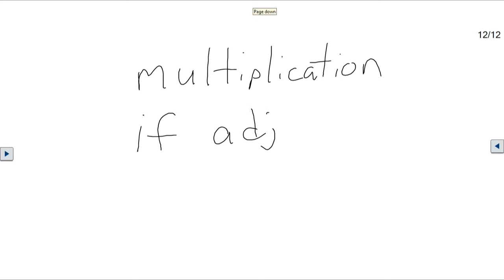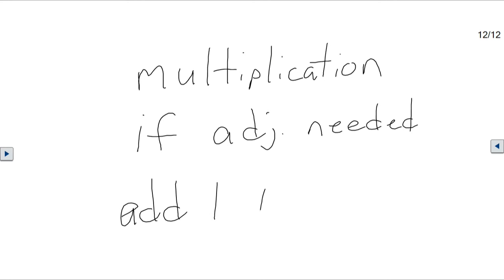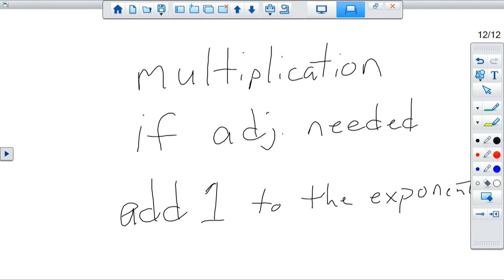So if adjustment is needed, we add 1 to the exponent. And if you forget that, you can always just work it out longhand. But it's nice to see patterns and use those patterns to make math a little bit easier, which is why we talk about the pattern first and not just give you the shortcut. Because if you understand the pattern, you can see why the shortcut works. It just makes it easier to remember and it makes a lot more sense.